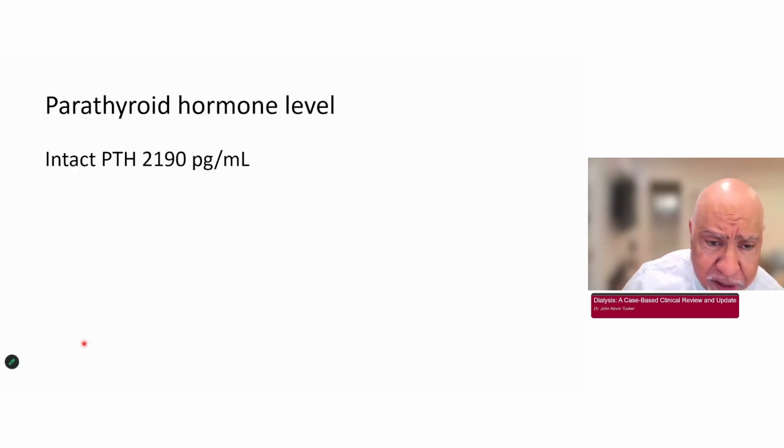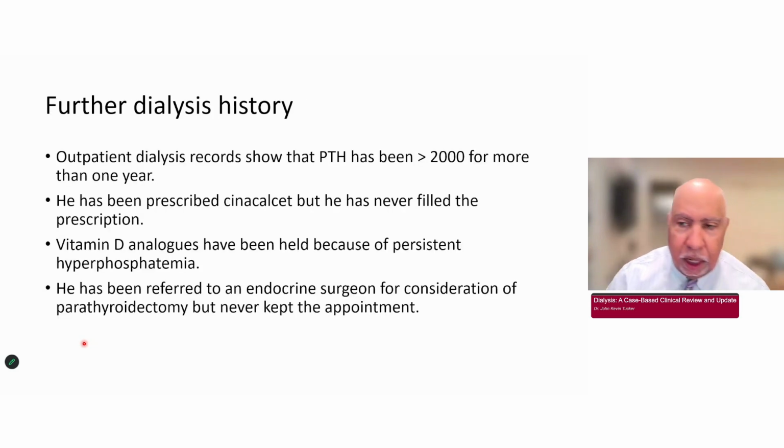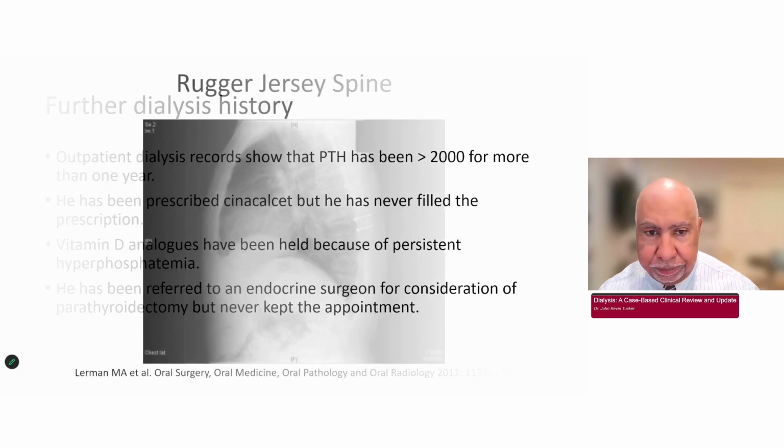This PTH turns out to have been 2,190 picograms per ml. So we got further history from his dialysis records, which showed that his PTH had been greater than 2,000 for more than a year. He had been prescribed cinacalcet, but he had never filled the prescription. Vitamin D analogs had been held because of persistent hyperphosphatemia. He had been referred to an endocrine surgeon for consideration of parathyroidectomy, but he had never kept the appointment.